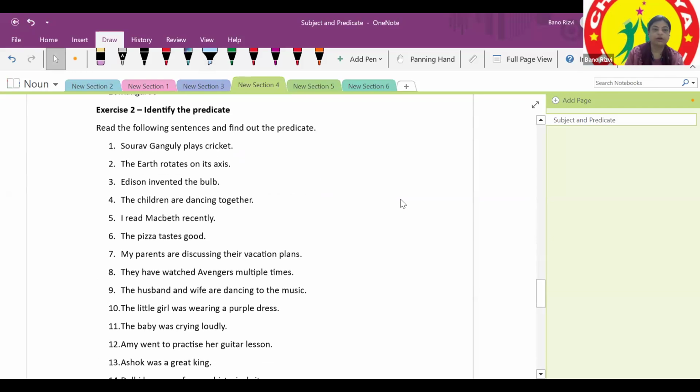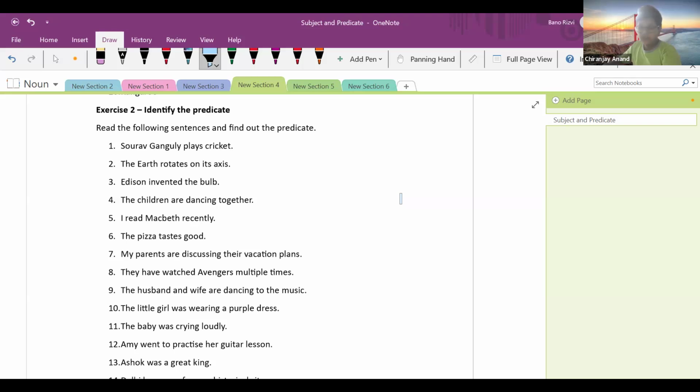Identify the predicate. Okay, do 1 to 10. I'm going to give you only 2 minutes. You have to identify the predicate. No, ma'am. I'm waiting, no problem.